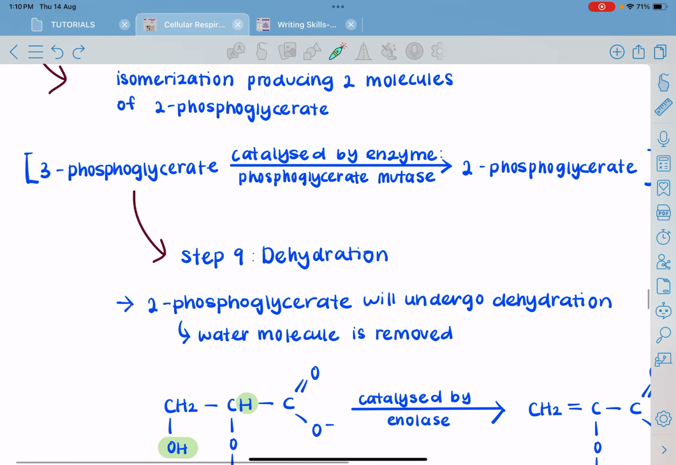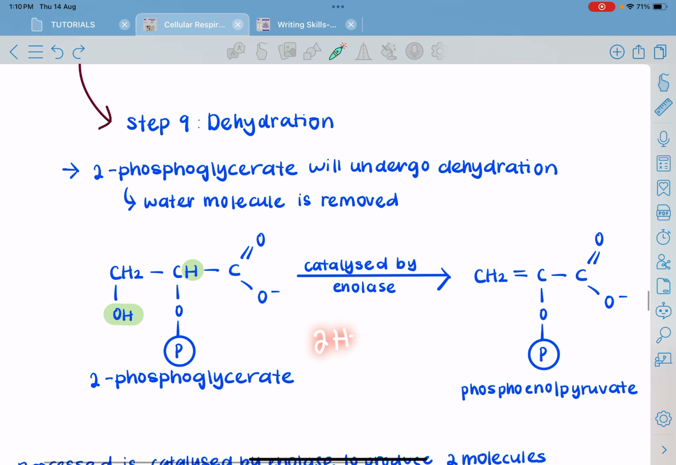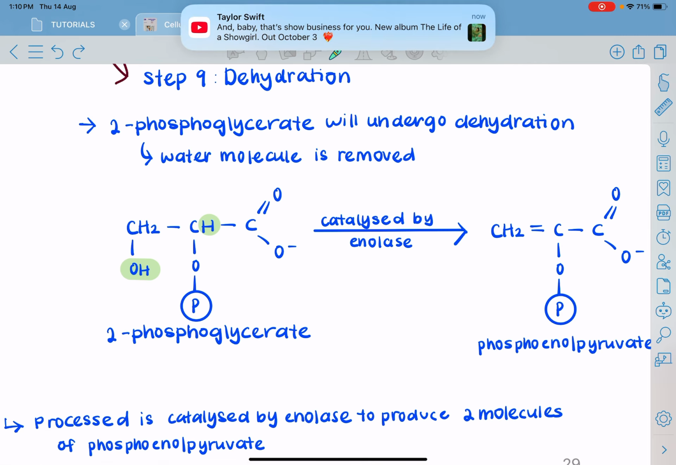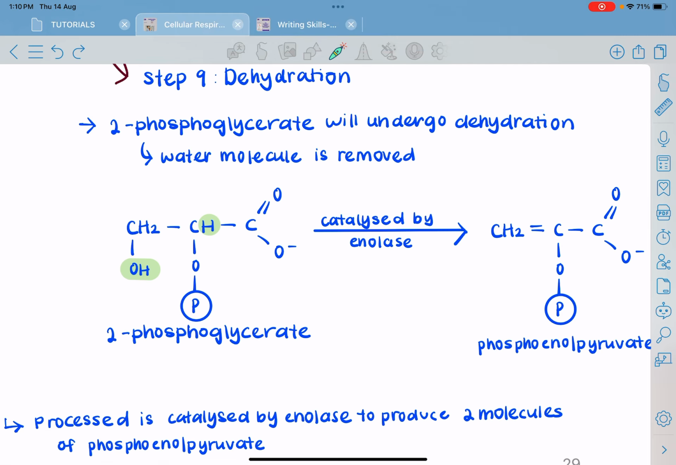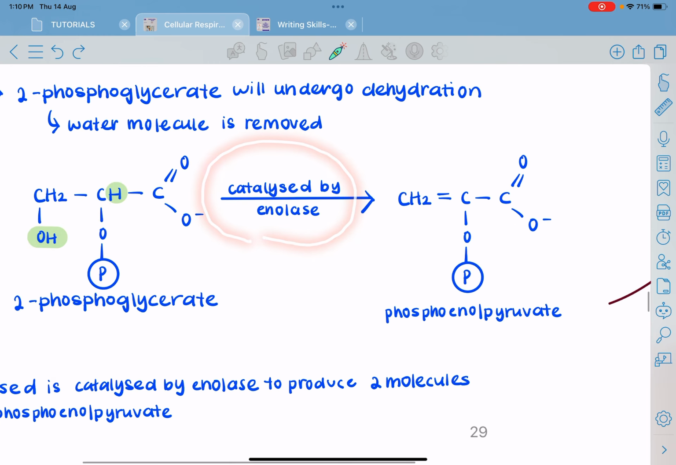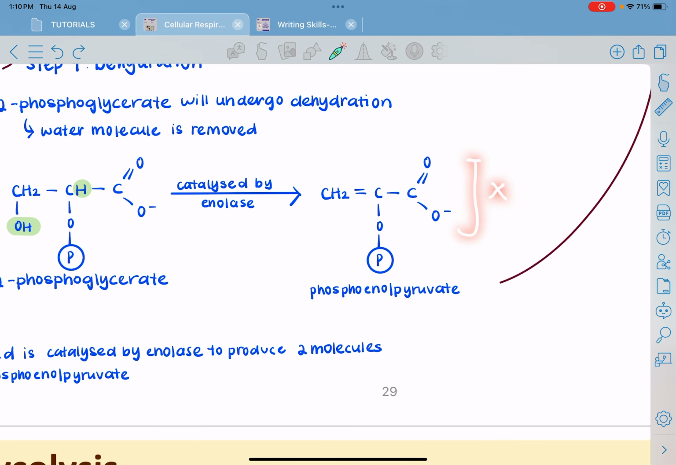Don't mix it up. And then step 9 is dehydration. This is where you get the 2H2O. In step 9, the one that we get will undergo dehydration, so a water molecule is removed. How to get the water molecule removed? In the exam, you write like this, you draw this one, and then you take the OH from here and H from here, you remove this one. This whole process will be catalyzed by enolase, and this is what happened. See? There's no OH left. This one also is missing H. This whole process happens twice. That is why we have 2 molecules of water.